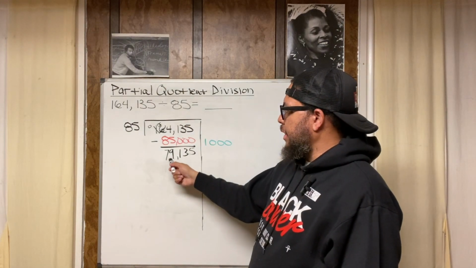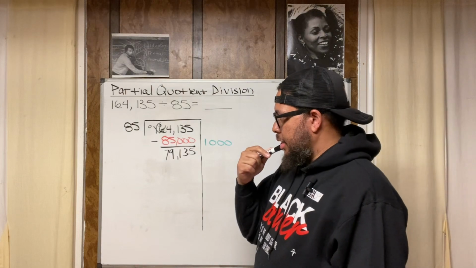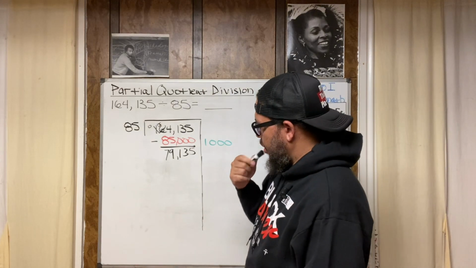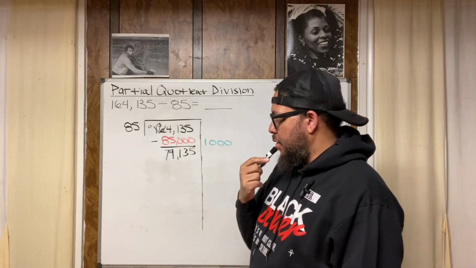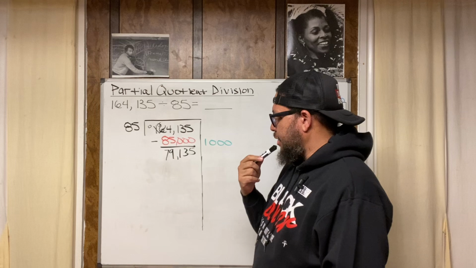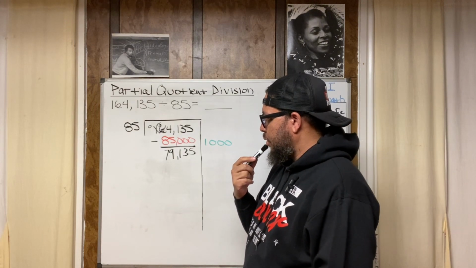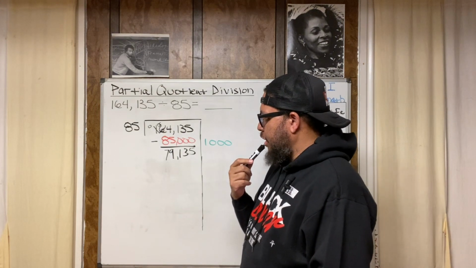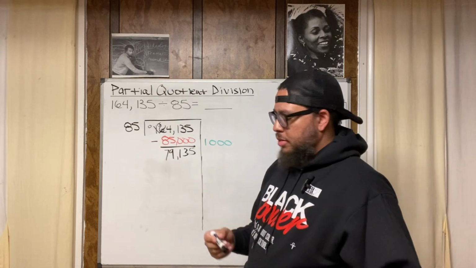I'm going to act like this is 80,000. I'm going to round this up. Act like it's 80,000. And then I'm going to say, all right, well, if this was 80,000, how many 85s can fit into 80,000? 85 times 10 is too many. 85 times 9, that's probably too many also. Let's say 85 times 8. Let's see what happens.